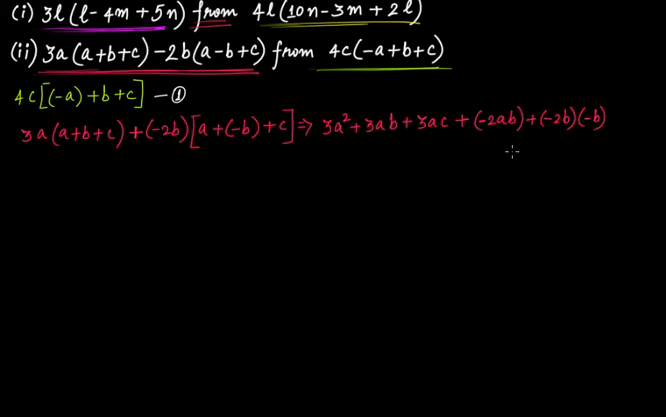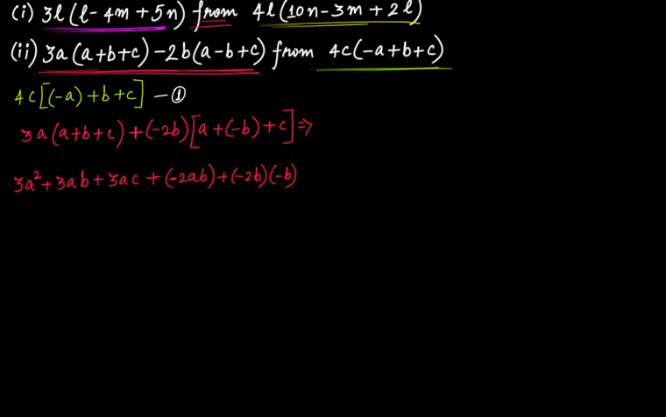Okay, then plus, copy this plus sign here, you have minus 2b multiplied by c. Now this is 3a squared plus 3ab plus 3ac plus minus 2ab. This is minus 2b, this is minus b. Minus b means what? Actually this is minus 1b, right? We can write it as minus 1 multiplied by b. So minus 2 multiplied by minus 1 means what? Minus 2 multiplied by minus 1 means 2. So this is plus 2, b multiplied by b means b squared.